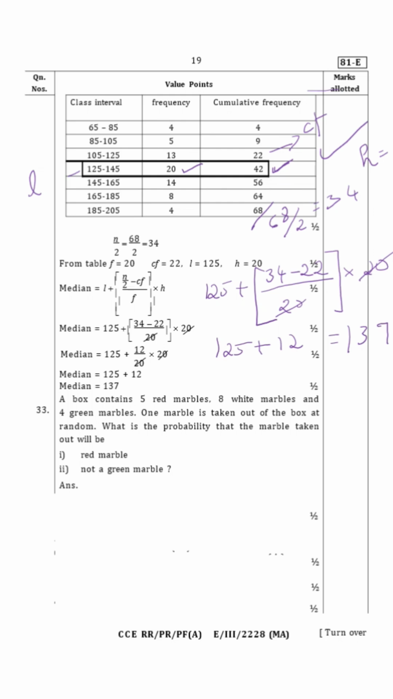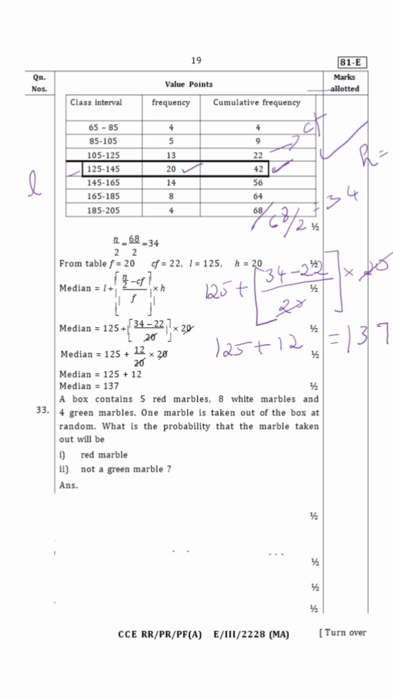Now the next question. A box contains 5 red marbles, 8 white marbles and 4 green marbles. One marble is taken out of the box at random. What is the probability that marble taken will be, first one red marble, second one not a green marble. The question is taken from the chapter probability.